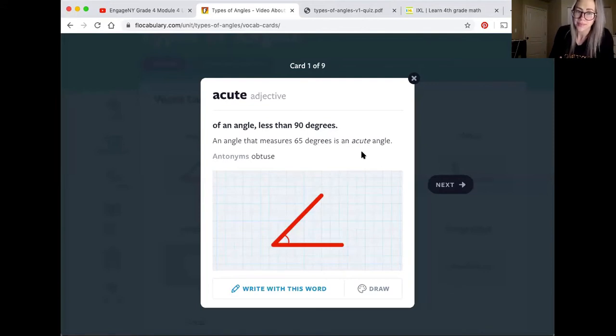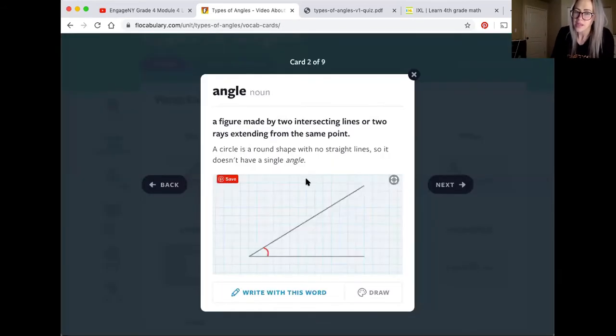So acute. Acute means of an angle less than 90 degrees. Remember, it's small, it's cute. An acute angle is less than 90 degrees. So, used in a sentence, an angle that measures 65 degrees is an acute angle. Antonym is something that means the opposite. All right, so obtuse would be the opposite of acute. Next word is angle. The definition: a figure made by two intersecting lines or rays extending from the same point.